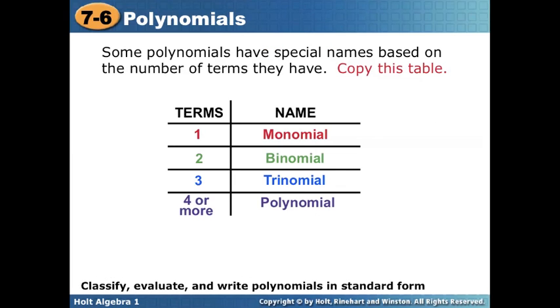Some polynomials have special names based on the number of terms they have. You will need to copy this information to your paper. If it has one term, the name is a monomial. 2 terms is a binomial. 3 terms, trinomial. And 4 or more terms is a polynomial.